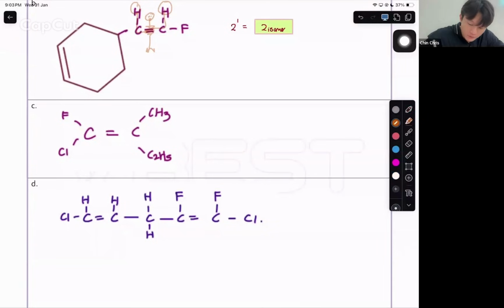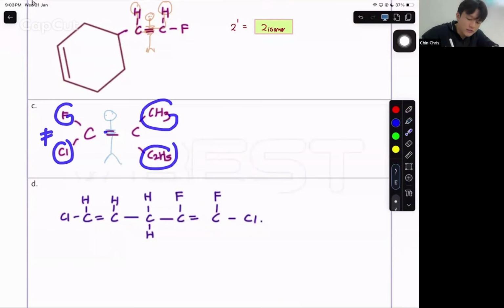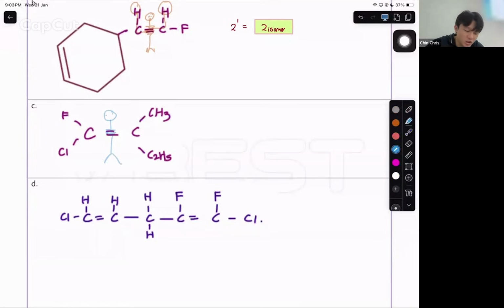All right, guys. So this one, is that a cis-trans? Yes. I can let any two be the hands. Do you see that these two are not the same? These two are also not the same. As long as it meets this condition, I can randomly put any two as my hand. So 2 isomers in total. All right, guys, next.